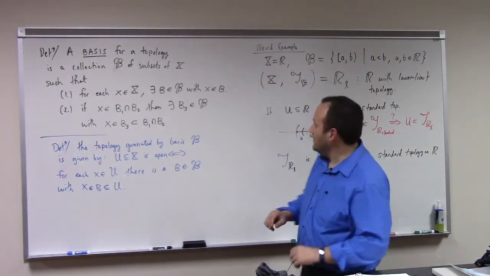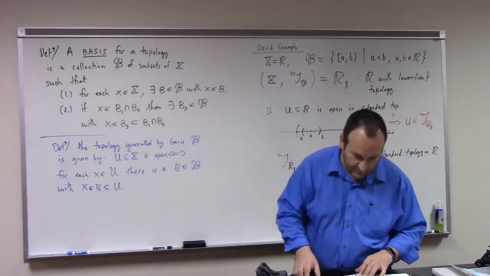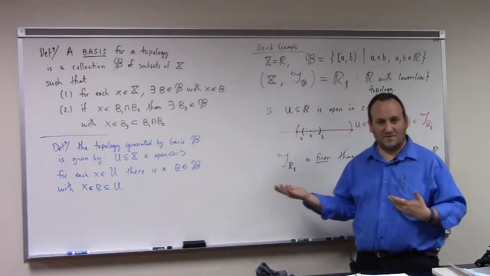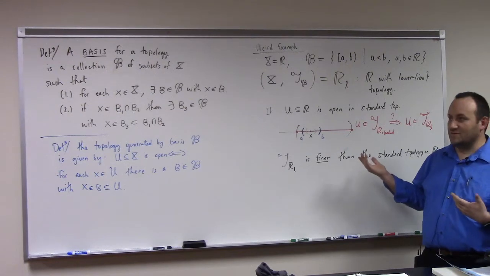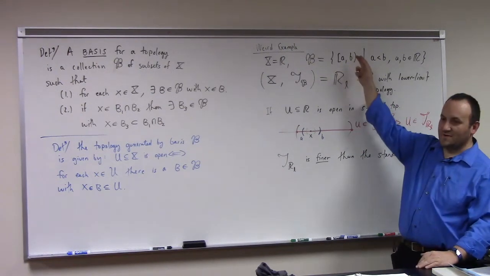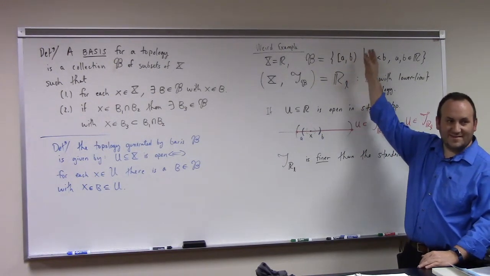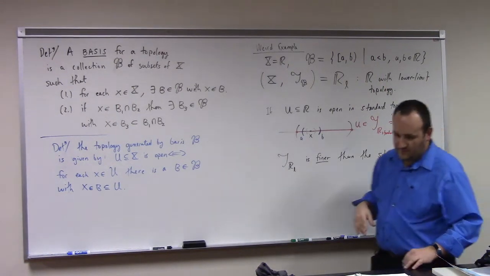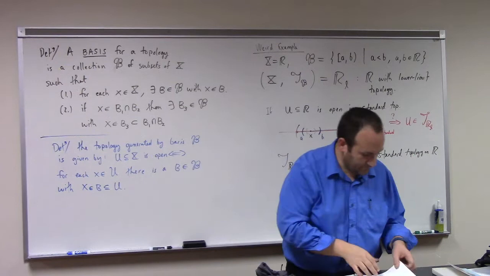You could also, of course, define the upper limit topology. You could use as your basic open sets, instead of half-open intervals closed on the left, half-open intervals closed on the right. And then there's also a subbasis. What's a subbasis?